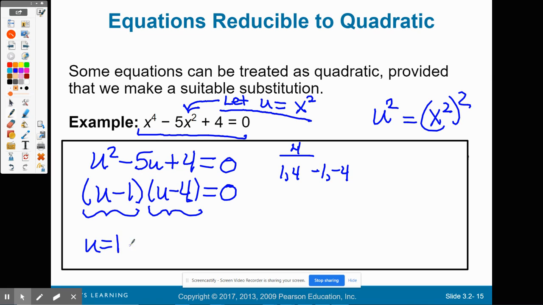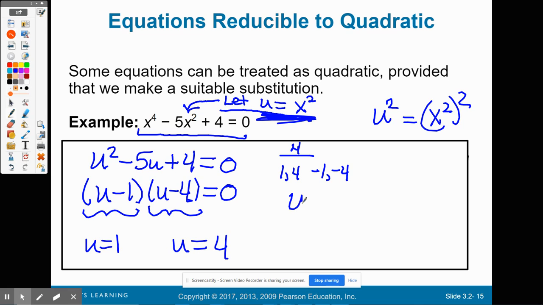And u is going to equal 1 or u is going to equal 4. And that problem was easy. It wasn't hard. We're not quite done because it really wasn't supposed to be a u, remember? What was the u supposed to be? Well, u was supposed to be x squared. So now we just finish it.